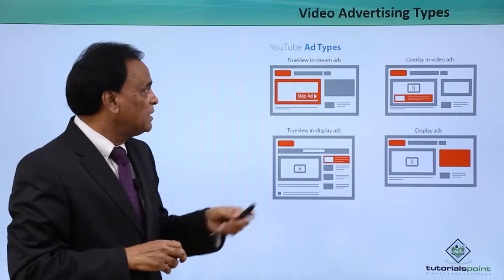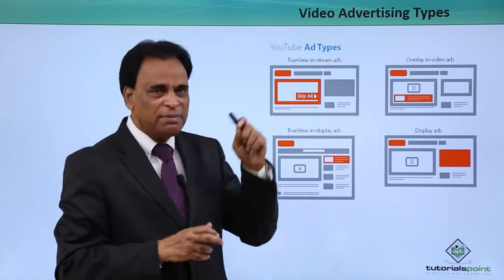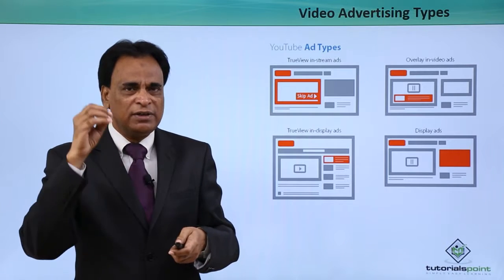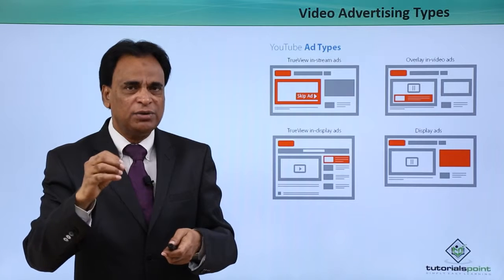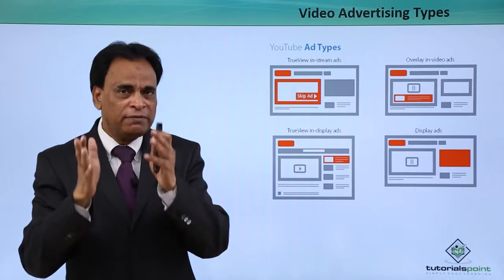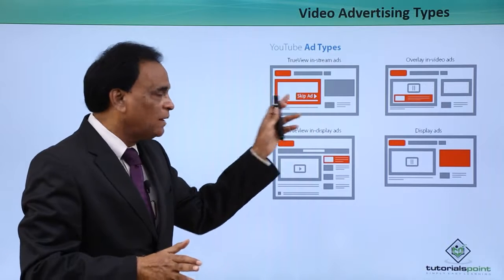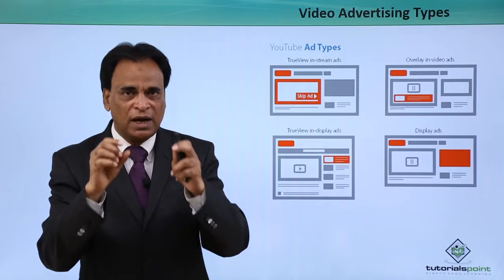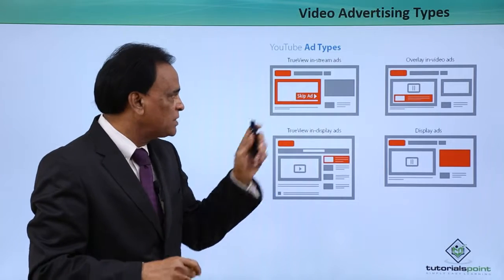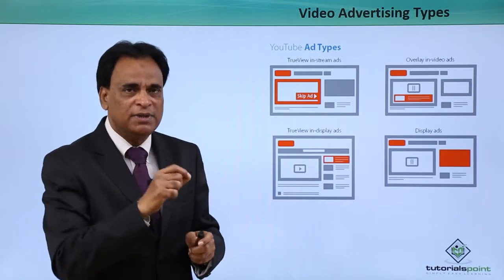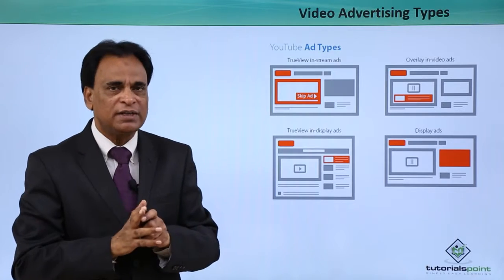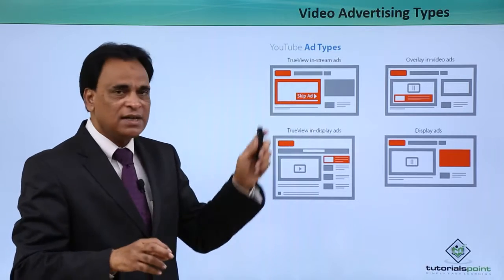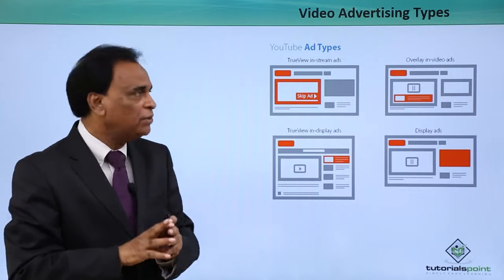The first type is called in-streaming ads. When you go to YouTube or some other video sites and want to play a video, before the video is played you see an ad appearing. This ad plays, and after a few seconds it shows the message to skip this ad. If you skip it, the actual video that you want to see is displayed. These are called in-streaming ads, placed before the actual video.